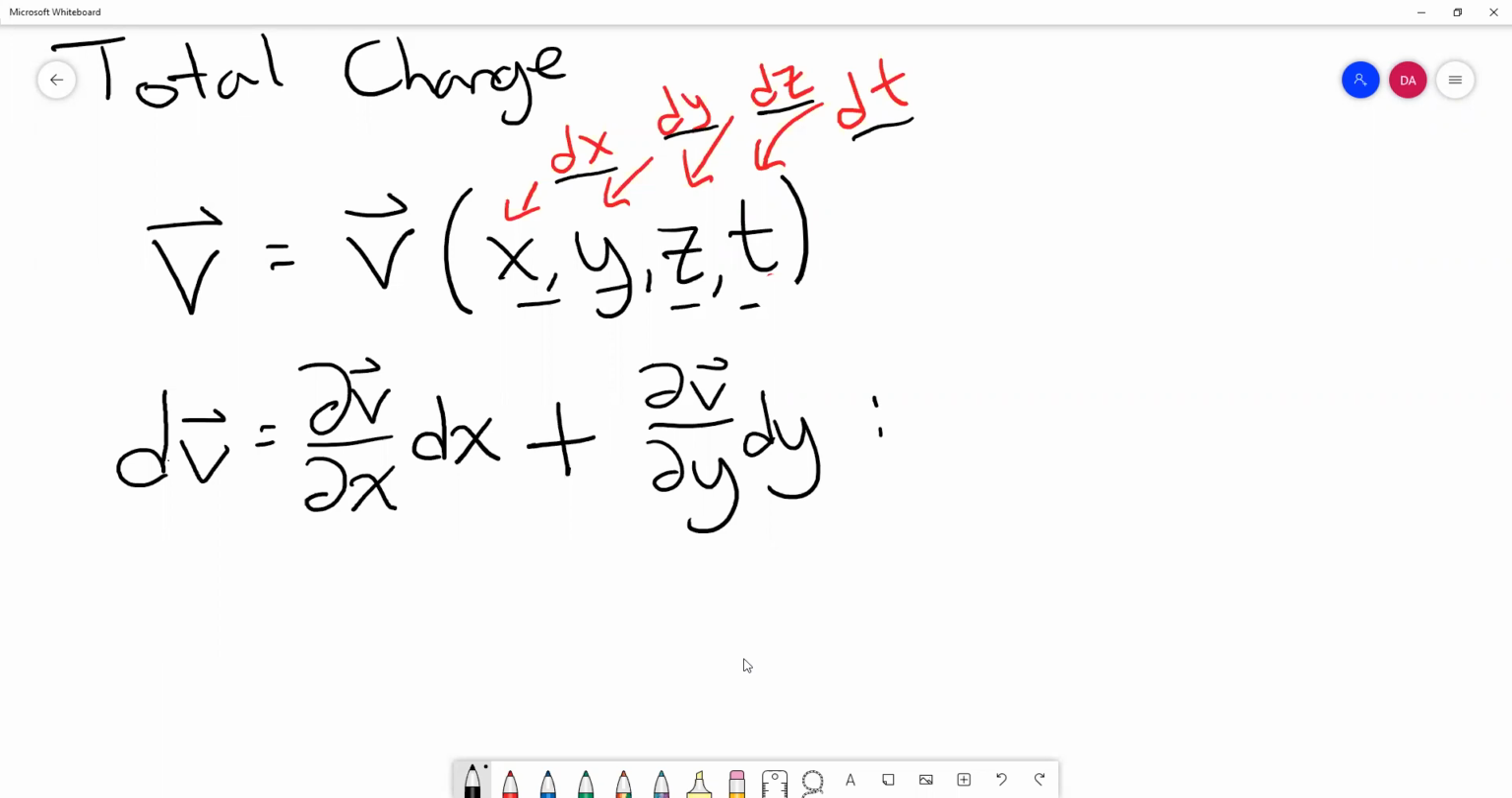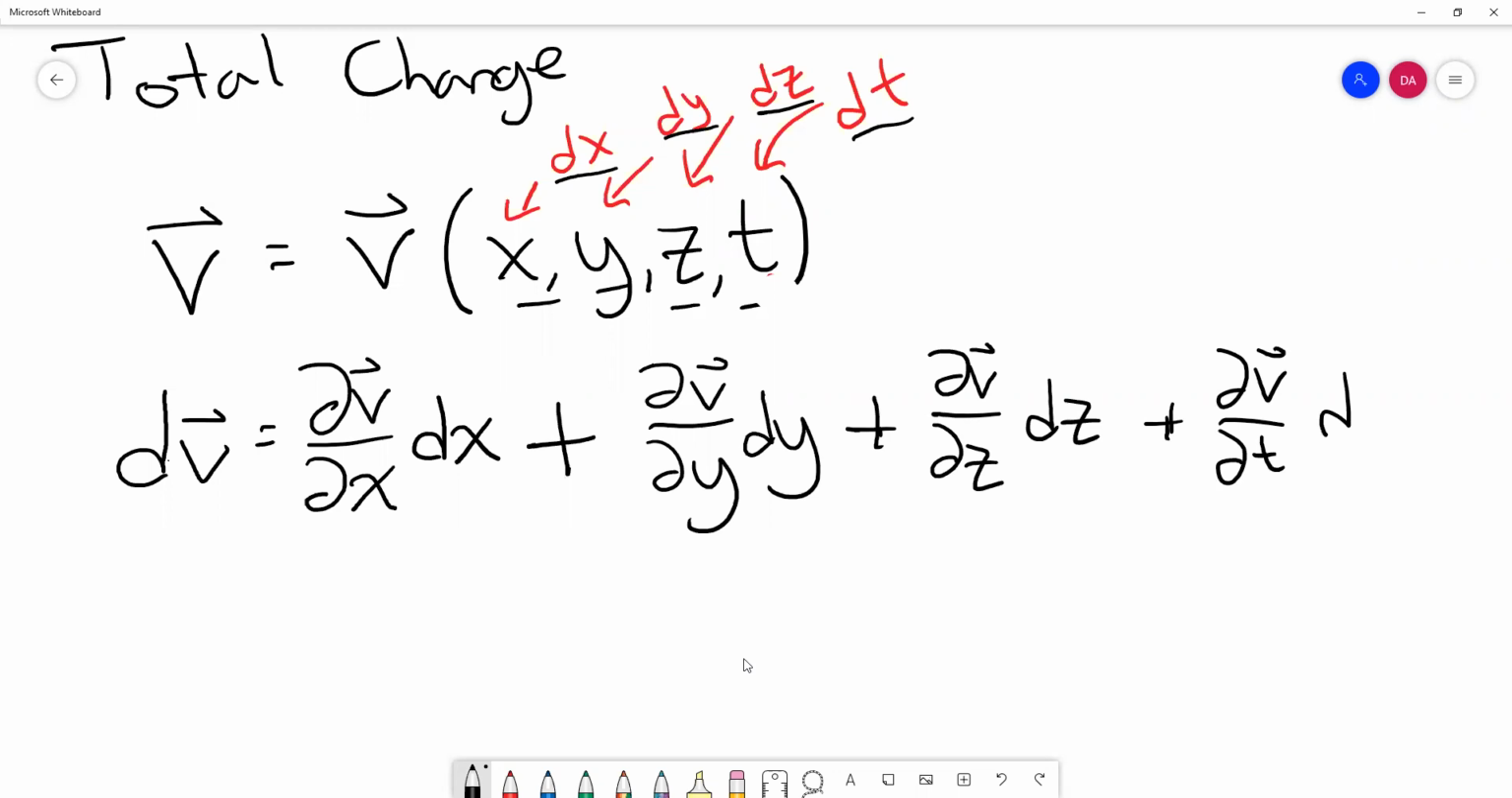We can do the same thing with z, where we ask ourselves, how does v change when z changes? And then multiply that by the actual change in z. And we can do the same thing with time, where we ask ourselves, how does velocity change when time changes? And then multiply that by the change in time. My d's are important here. Notice that these are partial changes, so I'm using the squiggly d. And this is an infinitesimally small change, so I'm using just the lowercase d. Let's keep that in mind, that the d's are actually important here, okay?